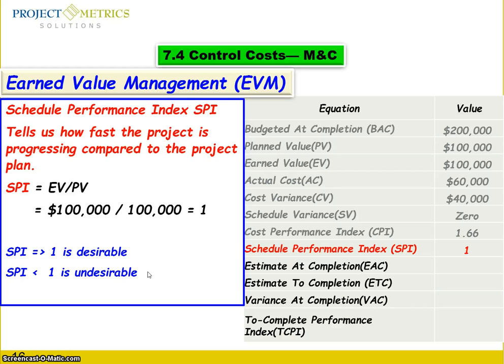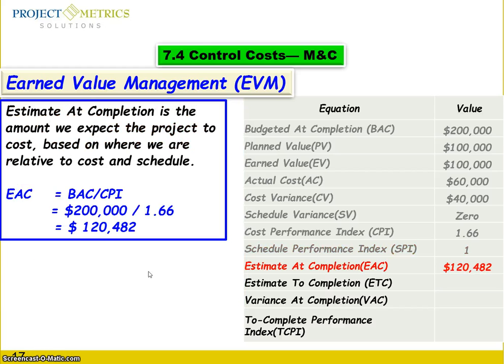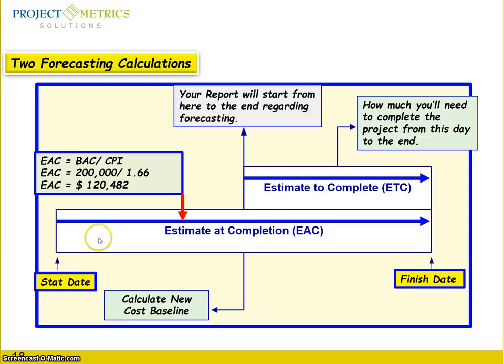Now, what is the estimate at completion? At the estimate at completion, again, you put in the numbers. It is the amount we expect the project to cost based on where we are relative to cost and schedule. So the equation equals budget at completion divided by cost performance index. You came up with 200,000 divided by 1.66. So you came up with $120,482. So it is good.